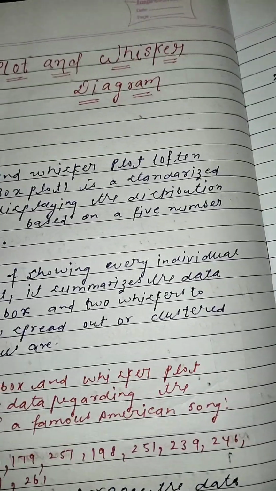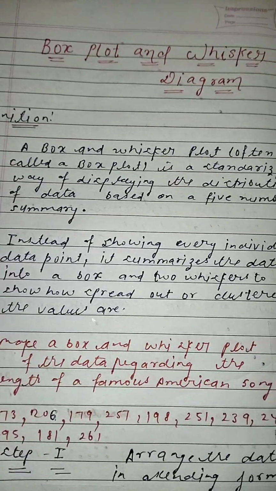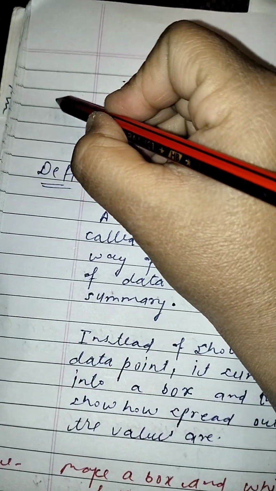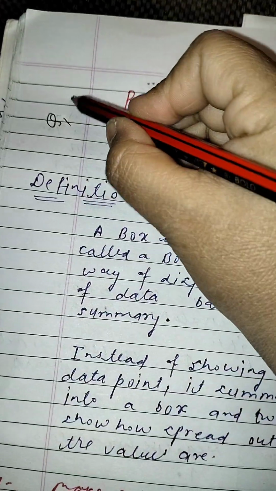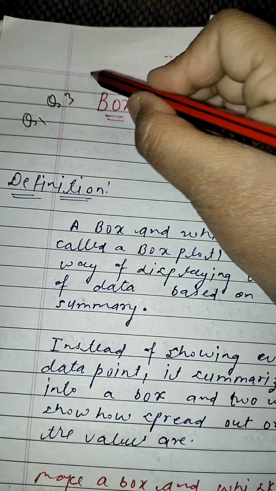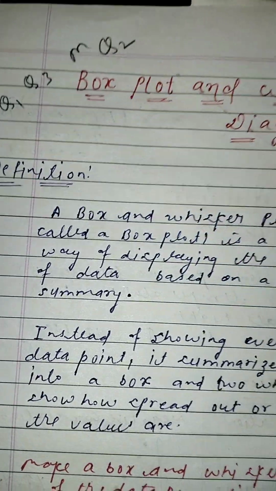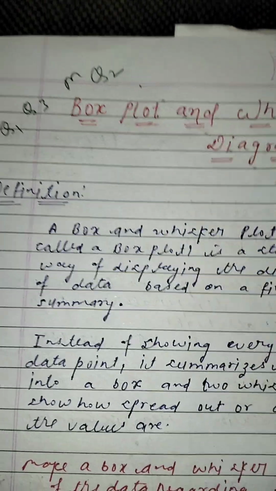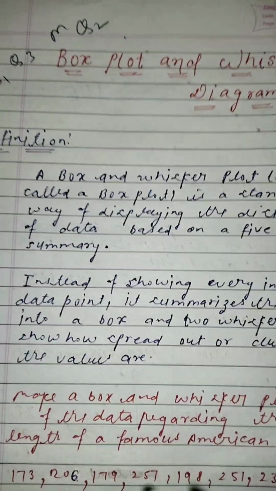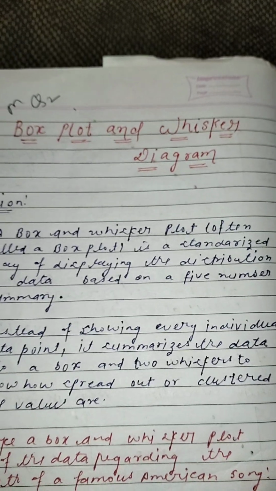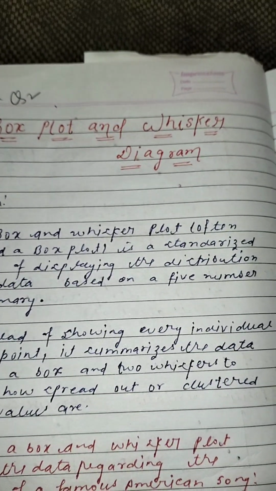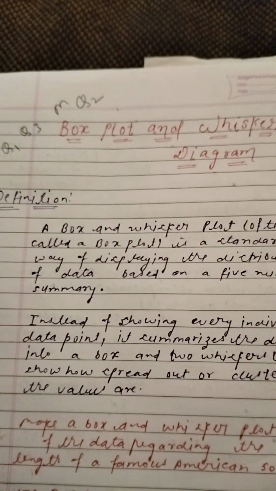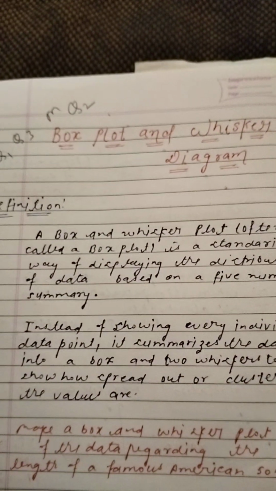Why the 5 number summary? Because to solve a box and whisker diagram, we have to find 5 things. What 5 things? First, you have to find quartile 1. Second, quartile 3, and then you have to find the median. Median means quartile 2, because quartile 2 means median. The 4th one is the minimum value, and the 5th one is the maximum value. That is why box plot and whisker diagram is known as the 5 number summary. Okay, this is the small definition. Also I sent one PDF in your group. You can check in the Google Classroom.